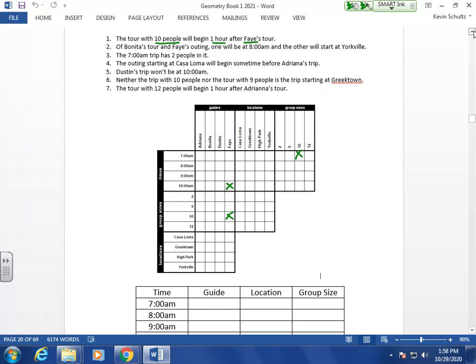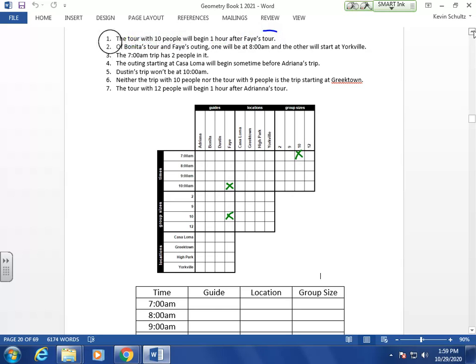Yeah, but why isn't there an X on 7 a.m. on your Faye row? Could Faye's tour be the 7 a.m. tour? Yes. The tour with 10 people and Faye's tour are separate things, right? So Faye's tour could be 7 a.m. That would just make the tour with 10 people at 8 a.m. But Faye's tour cannot be the last one, because then there's nothing to come after it. Right? Logic, okay? That logic piece.